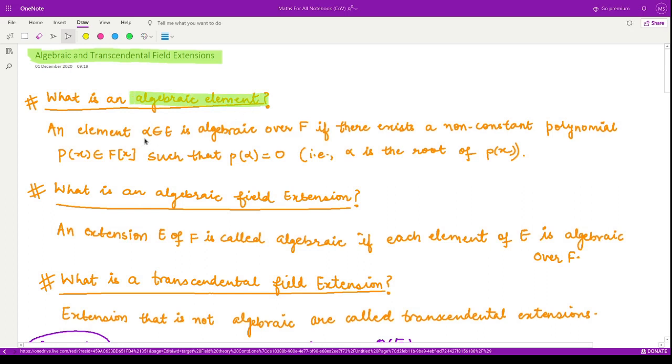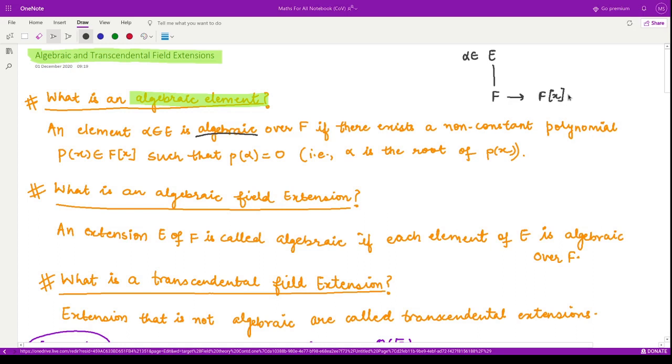An element alpha, which is in the field extension, right? So this is our field F and we have some extension E like this. Now we are taking an element alpha in this extension field. This element in the extension field over F is known as an algebraic element if for this element we have some non-constant polynomial in F[x]. So corresponding to this we have a polynomial ring over here.